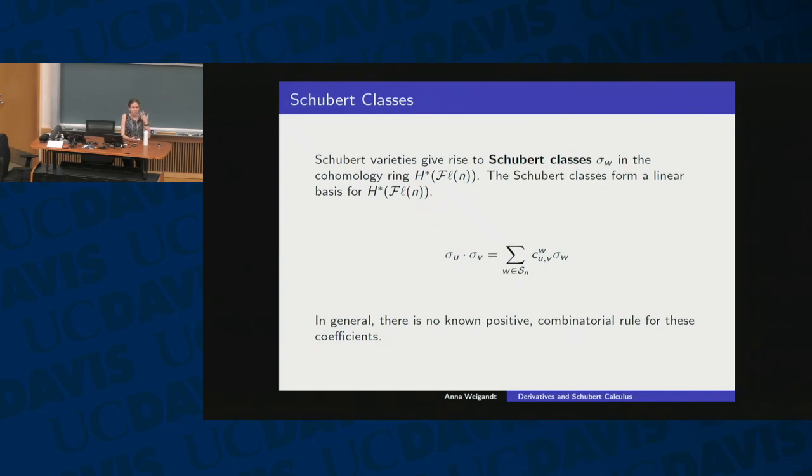So they're non-negative integers, and in special cases we know really nice rules. For instance, most of the people in this room probably know of Littlewood-Richardson rules coming from symmetric function theory. That's a special case of these coefficients, but in general we don't have an analogous rule that tells us what's going on in the full situation. So in Schubert calculus we're interested in understanding these coefficients in some concrete combinatorial way.